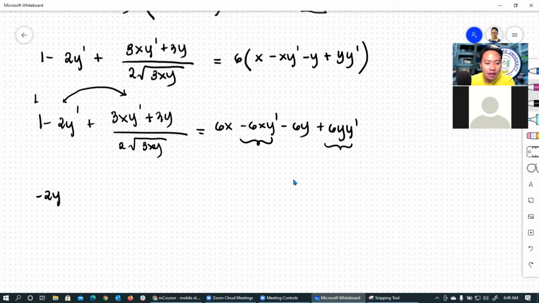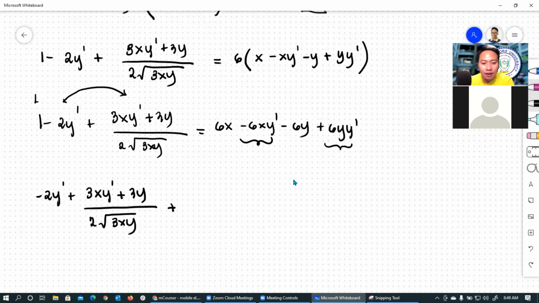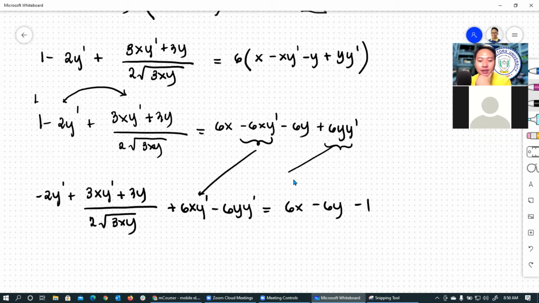Negative 2y prime plus 3xy prime plus 3y over 2 square root of 3xy plus 6xy prime minus 6y prime equals 6x minus 6y minus 1. Nagets? Gi-transfer na nako here, nahimong positive. Kani siya nahimong positive. Kaning 1, nahimong negative. Okay.